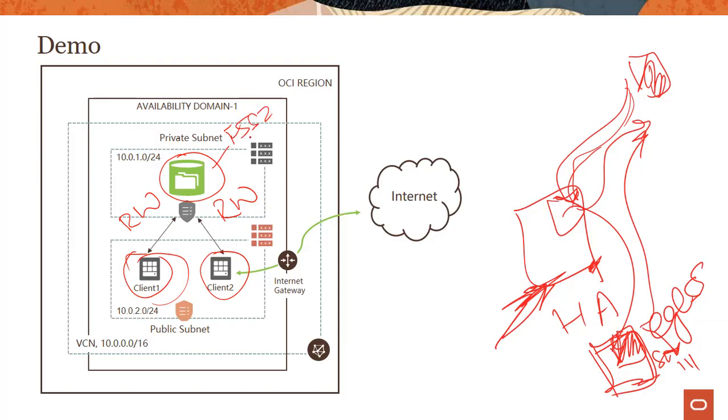So hopefully this gives you a quick overview of how the file storage system works. It's a highly available file system in the cloud, with massive capacity. It's scalable, elastic, and it's really simple to use.